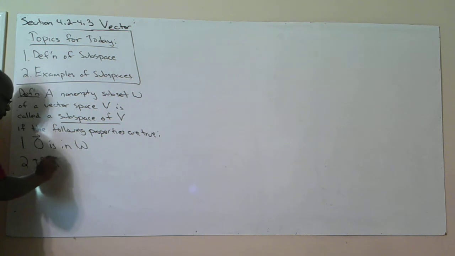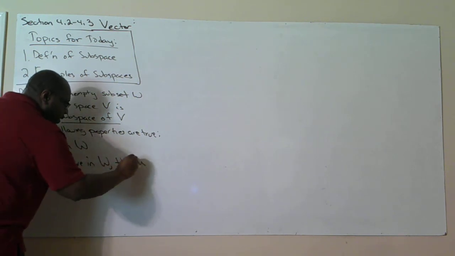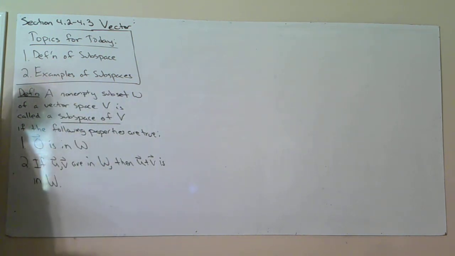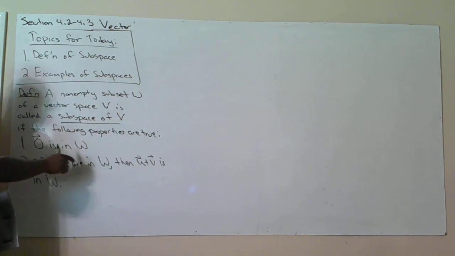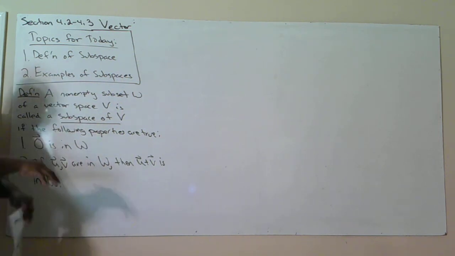Two, if U and V are in W, then U plus V is in W. So essentially, if I add two vectors together, that sum is also in W itself, right? And remember that addition could be a non-standard addition that we dealt with before, or it could be a standard addition. It depends on the vector space we're dealing with. But it's the same addition that the vector space itself has. So U plus V, this addition is coming from the original vector space itself. So W, the smaller subset, does not have a different addition from the larger space. It has the same exact addition.